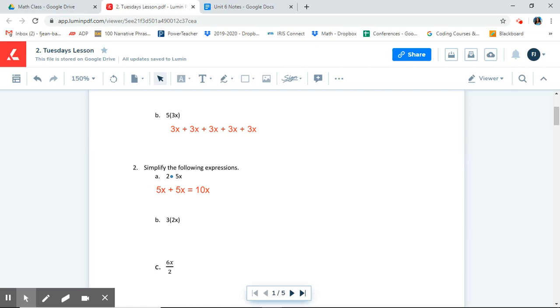With B, what does this problem mean in words? It means we're adding 2x 3 times. Knowing what we learned from A, what would the final product be? That's right. The answer is 6x.